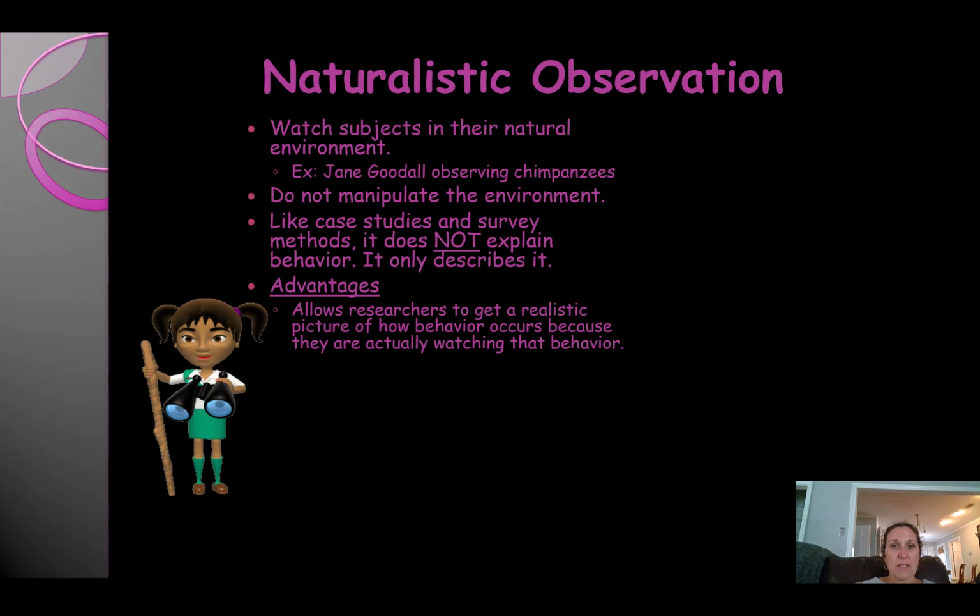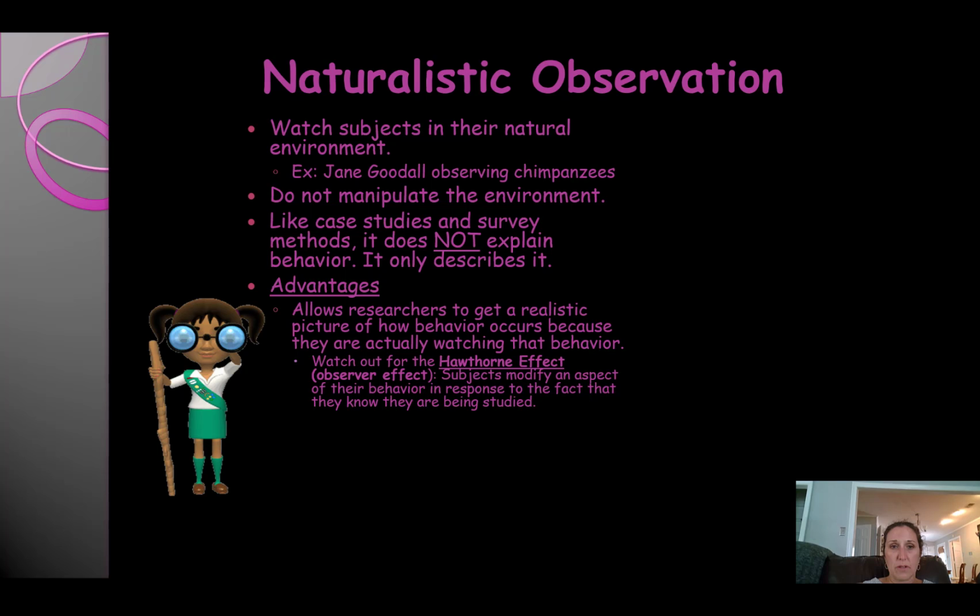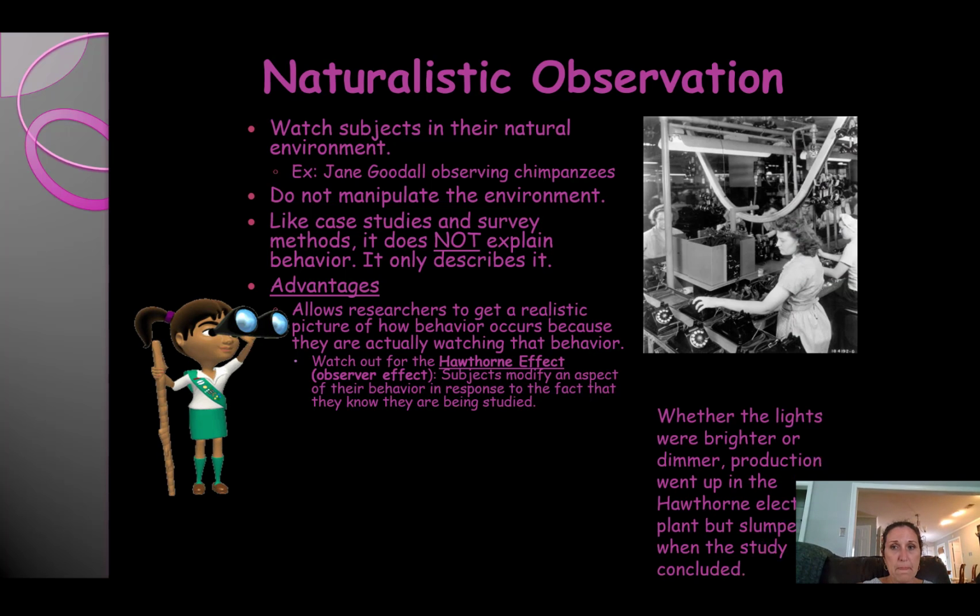Now, there are advantages, obviously. You get a realistic picture of behavior. What does that real behavior look like? Okay. Now, there is a bias called the Hawthorne effect, which is also known as the observer effect, where the subjects can modify their behavior in response to the fact that they know they're being studied, which in human naturalistic observations, you have to tell people they're being studied. So they may actually change their behavior once you tell them they're being studied. And animals also might change their behavior if they notice people are watching them. Okay.